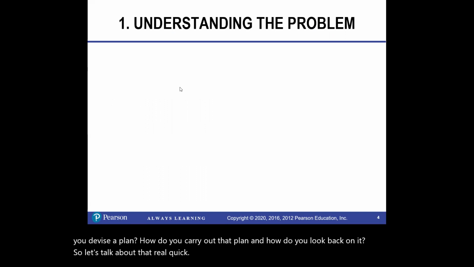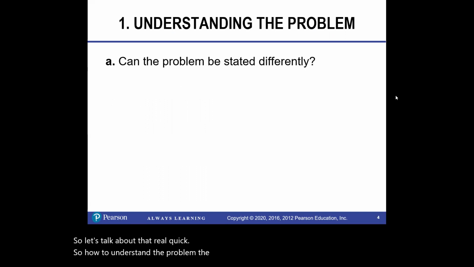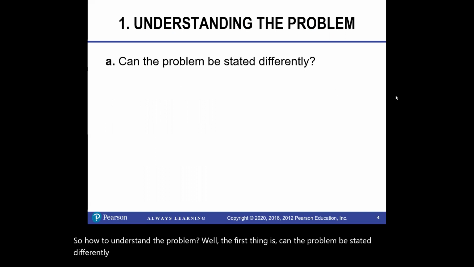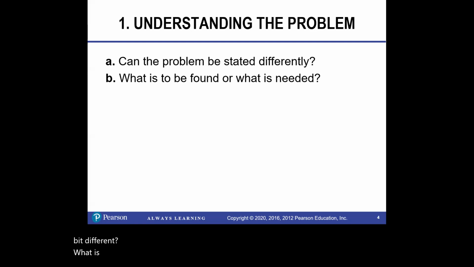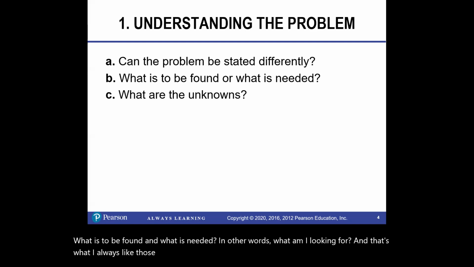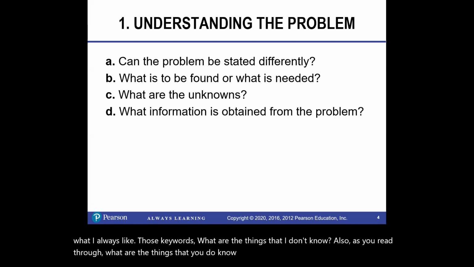So how to understand the problem? Well, the first thing is, can the problem be stated differently? In other words, think about it for a second. Can I rewrite this and state this a little bit differently? What is to be found and what is needed? In other words, what am I looking for? And that's what I always like, those keywords. What are the things that I don't know? Also, as you read through it, what are the things that you do know? What information is being given to me?